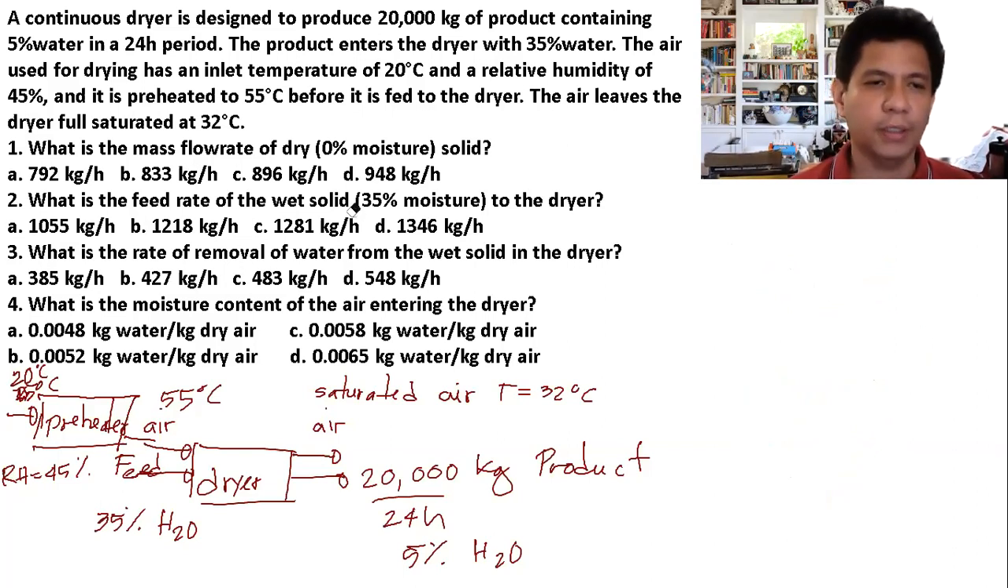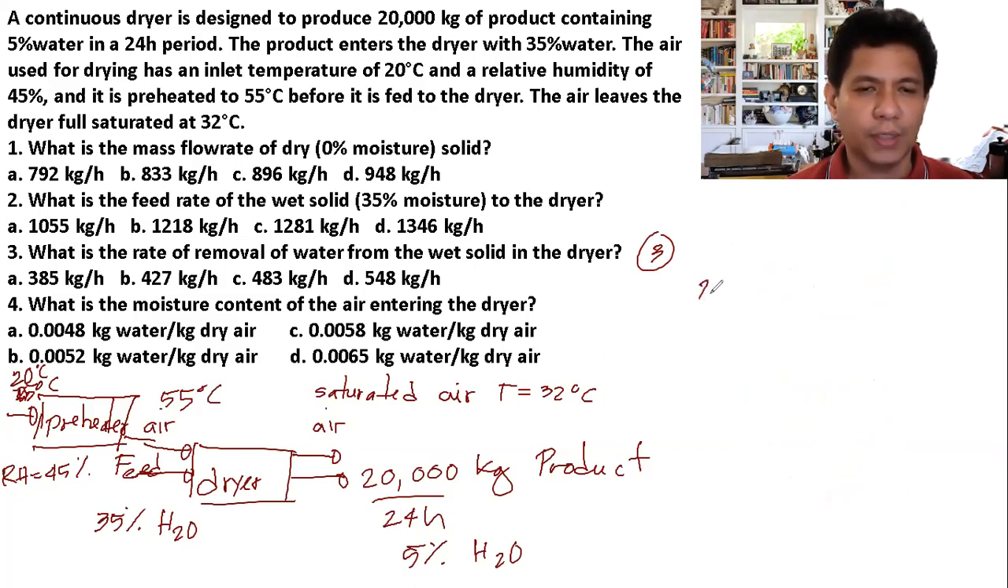Okay, so number 3. What is the rate of removal of water? It's simply 20,000. This is the amount of product. This one is lower. So ito yung minus natin. So it would be the answer for number 2, which is 1,218 kilogram per hour, or simply 1,218.